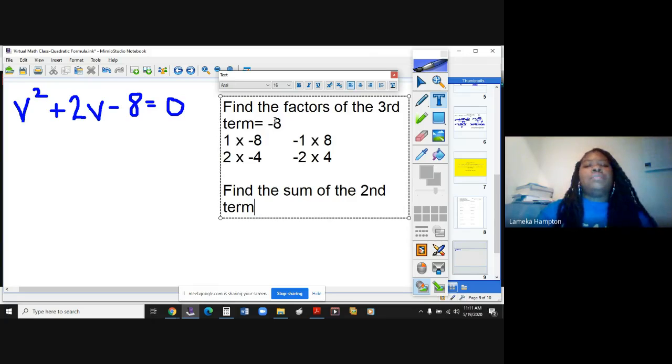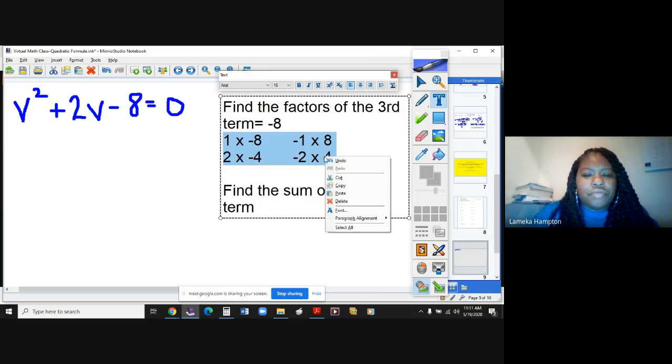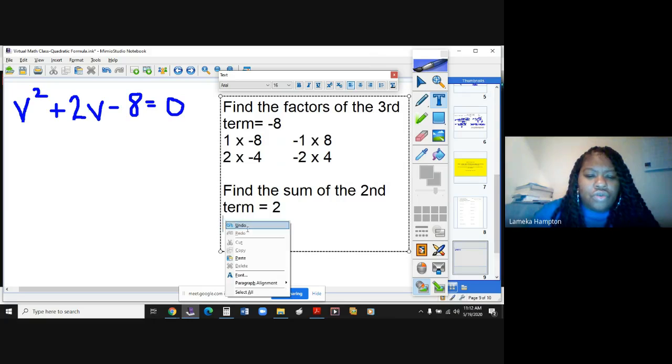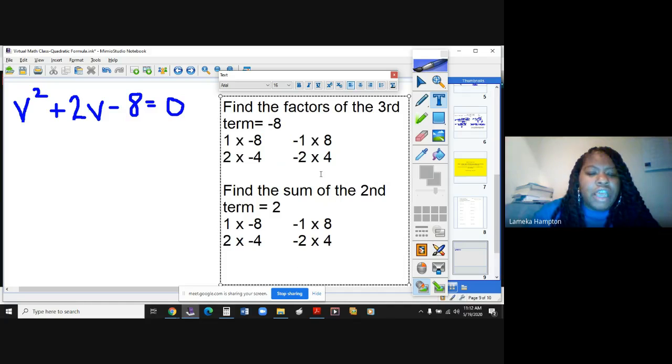So you're going to find the sum of the second term by adding the numbers here. So what I'm going to do a little quickie here. Copy. Now my second term in this instance is a positive 2. Okay, so I'm going to put second term is 2. All right. So now I'm simply going to change these to addition. Because remember, I now have to find the sum. The word sum means to add.